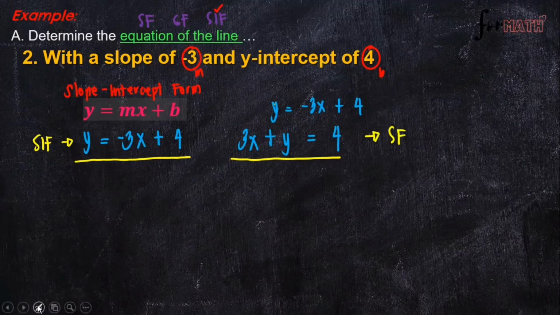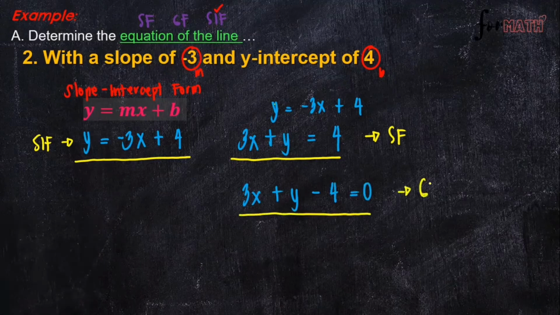And then of course, para makuha naman natin ang ating general form, lipat lang natin yung 4 sa left side. Meron ka ng 3x plus y minus 4 equals 0. So, yan naman po ang ating general form. Okay.